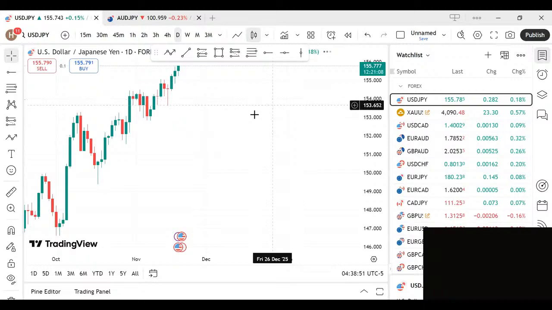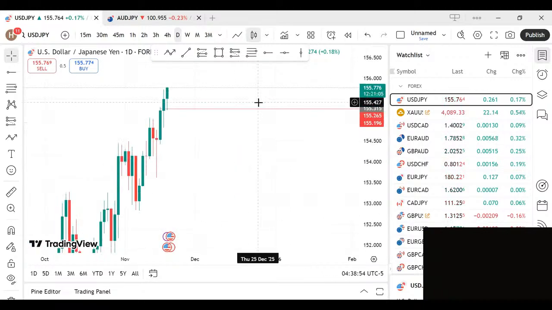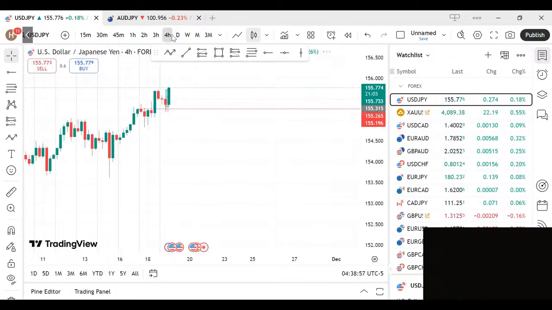USDJPY's buy has started already. And let me show you the buy. We actually missed it.